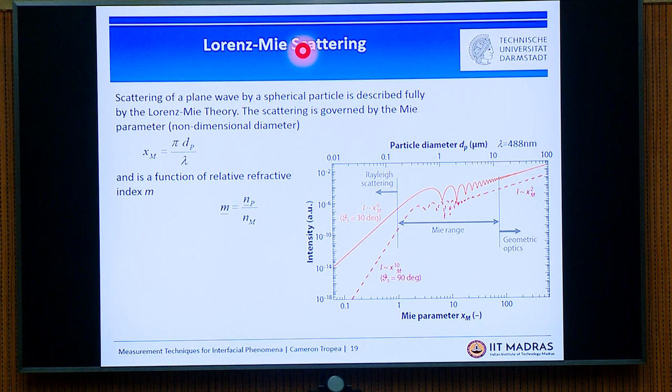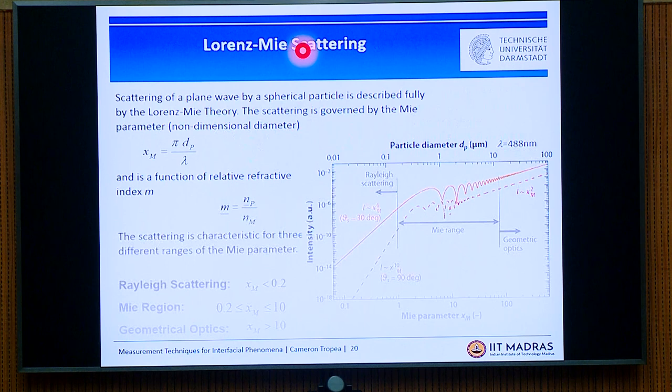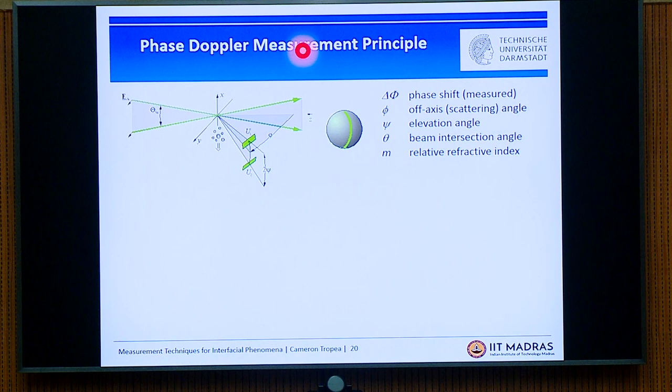But this gives us an idea that, as he said also with PIV, if you have very small particles, you need more laser power, because the scattering intensity goes down. So we usually divide it into Rayleigh, Mie, and geometric optics. Okay, that was a fast course 101 in light scattering from small particles.